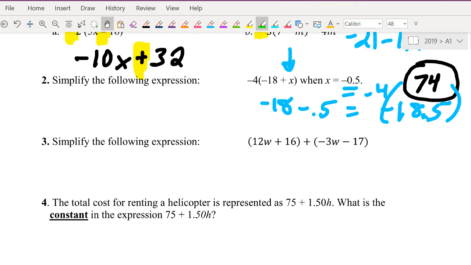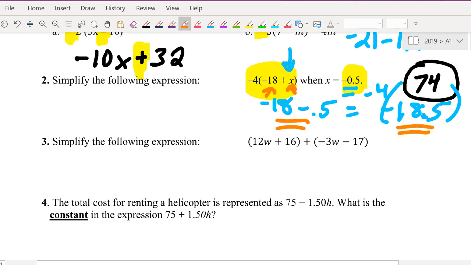Okay, so here we have this whole thing, right? And we're substituting in negative 0.5. So let's do parentheses first. Negative 18 and negative 0.5. So when we combine that, we get negative 18.5. See that? But that's inside the parentheses. Now we have to multiply times 4. That's it. Did that help? Okay.